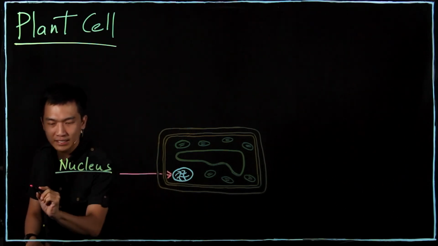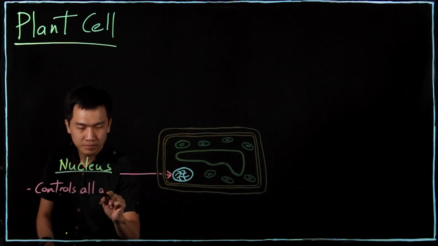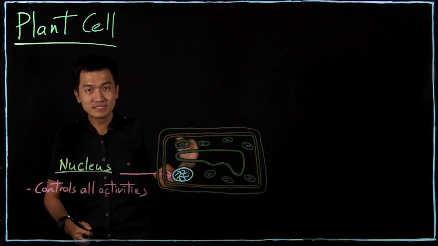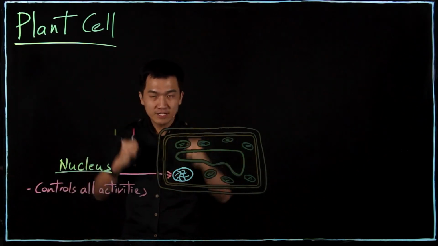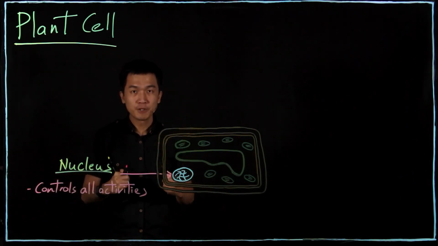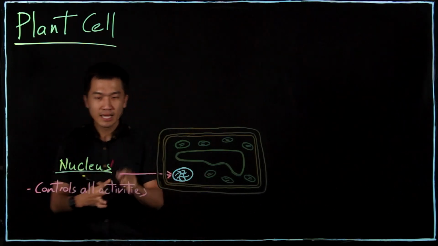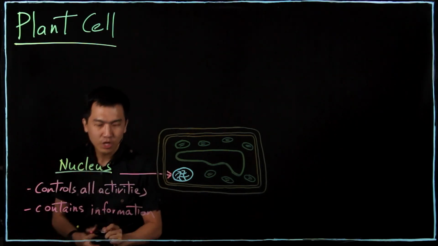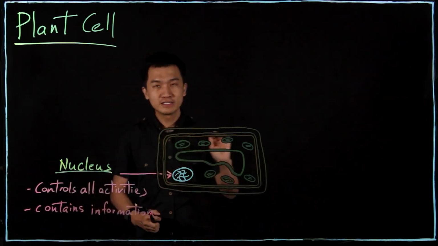So, we say that it controls all activities that happen inside the plant cell. Everything that functions receives information and instructions from the nucleus. Alright, now it has another function, and it contains the information for the cell.